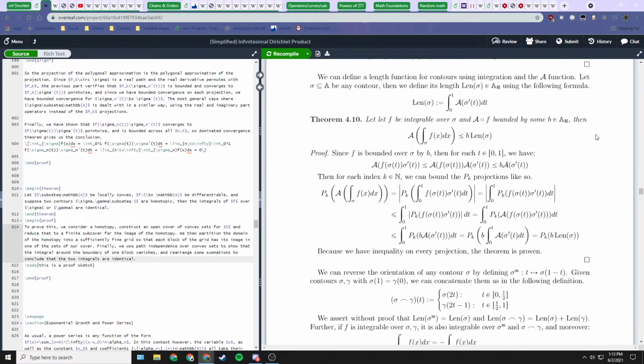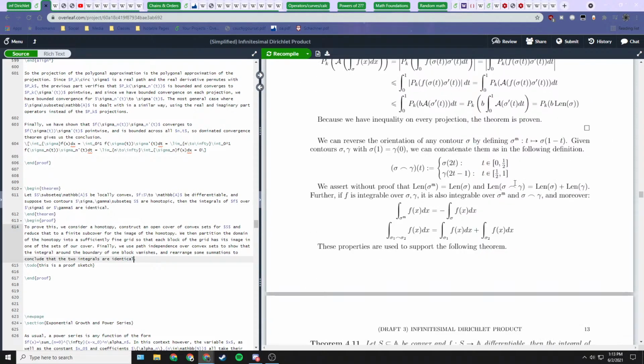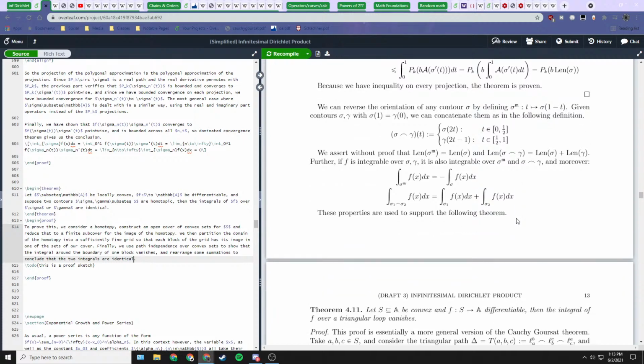So this was useful. We had some other little notes about reversing the orientation of a contour and concatenating 2 paths and their relationship to integration. We sort of stated these without proof. Maybe we'll put them in an appendix.